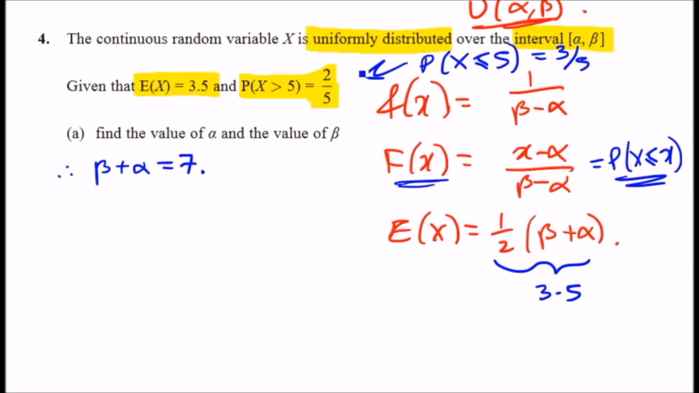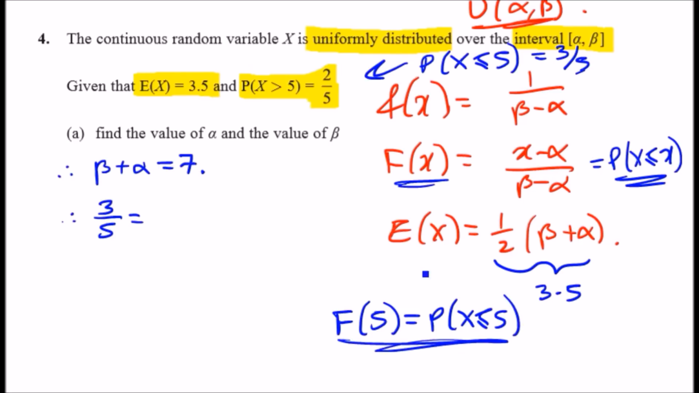Because if you think about it, all the values of x up to 5 plus all the values of x greater than 5 will give you a whole number. So 2/5, 3/5 seems logical. Now what can we say? This means this function will be equal to this. So we can say 3/5 will be equal to F(5). So when x is 5, another formal definition is that F(5) means the probability x is less than or equal to 5. That's what it is.